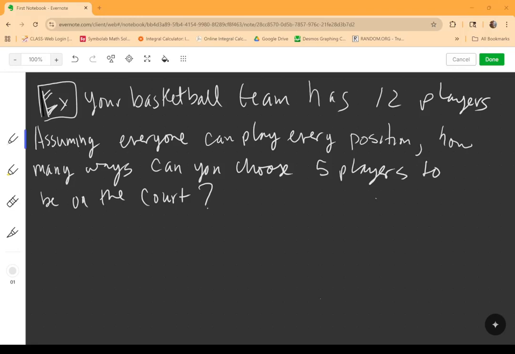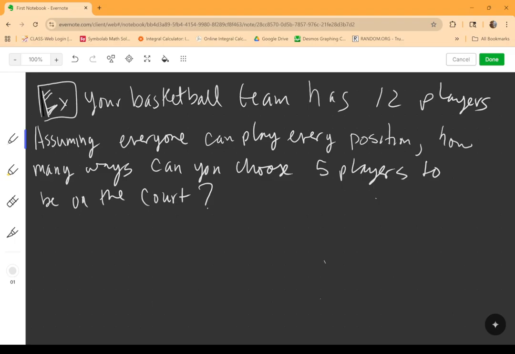All right, so here we're going to take a look at this problem from our textbook, and we're going to make a connection between the permutation and that choose number. This one states that your basketball team has 12 players. Assuming everyone can play every position, how many ways can you choose 5 players to be on the court?